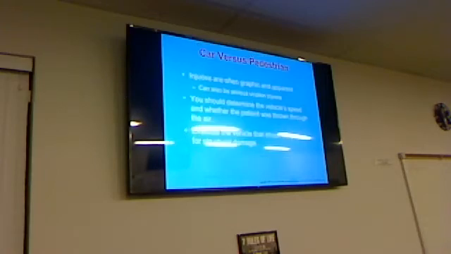Okay. Car versus pedestrian. The significance of this is going to depend on lots of things. The type of vehicle involved. Are you dealing with a kid? Are you dealing with an adult? Are you dealing with a geriatric patient? Injuries are often graphic and apparent, but can also be serious unseen injuries.